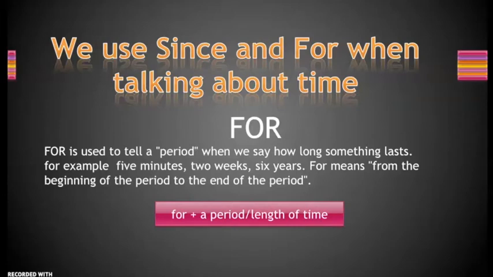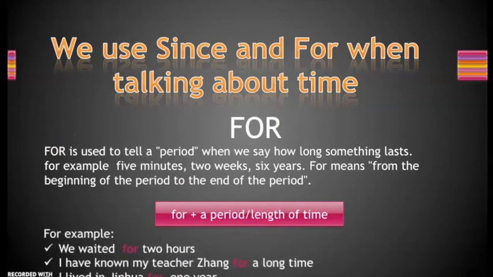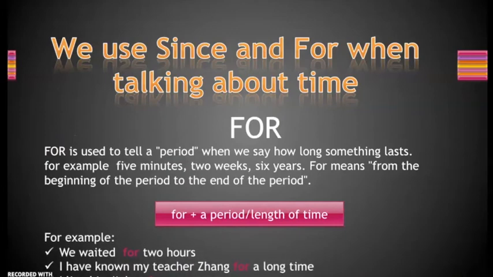When we use for, it is followed by a period of time, like for 2 hours, for 2 days, for 10 years. That's a period, a length of time. For example, we waited for 2 hours. I have known my teacher Zhang for a long time. I lived in Jinhua for 1 year.